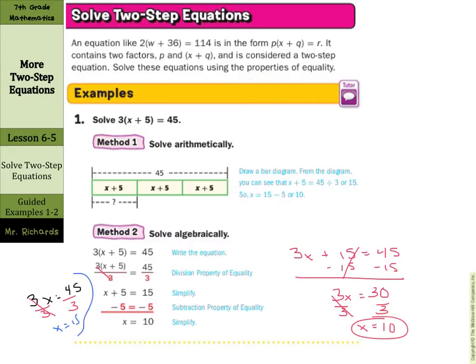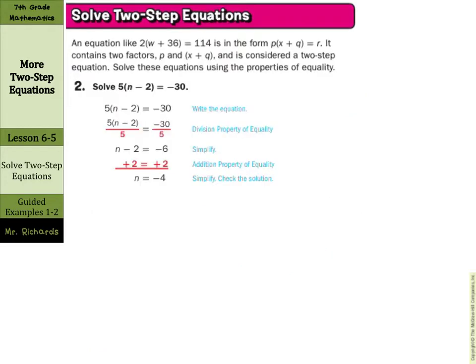Well, this isn't too much different. This is 2 factors, 3 times x. This is 2 factors, 3 times x plus 5. And so if we can divide by 3 on both sides here, we can also divide by 3 on both sides here.